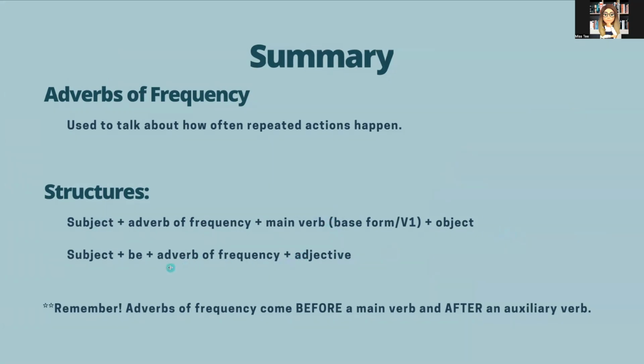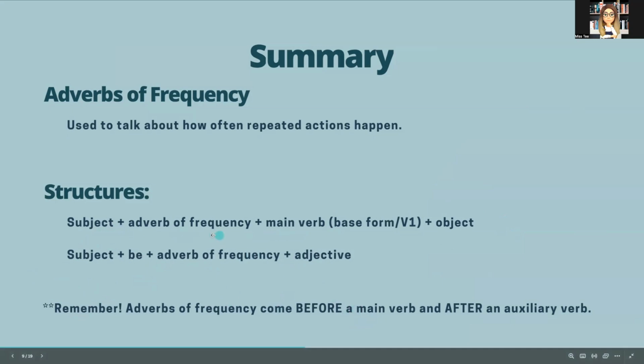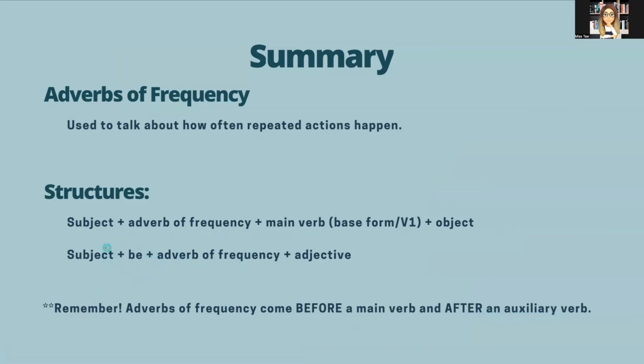Now, if you're working with just the form of be, then you have the subject plus the form of be, plus the adverb of frequency, plus the adjective. So this is the key thing to remember. Adverbs of frequency come before the main verb and after an auxiliary or helping verb, the form of be in this case. So keep that in mind. That summary is quite important.